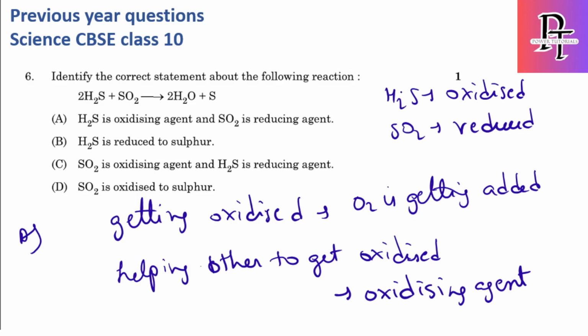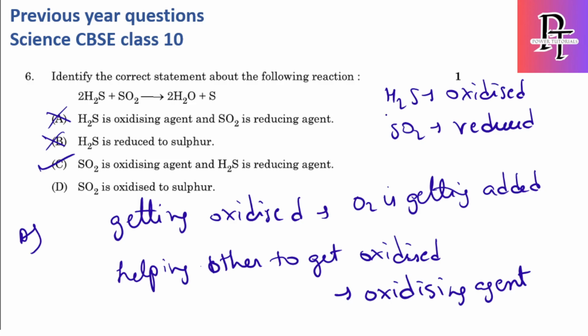So this is wrong. H2S is reduced to sulfur? H2S is oxidized here, not reduced, so this is wrong. SO2 is the oxidizing agent? Yes, SO2 is helping H2S get oxidized. Hence SO2 is the oxidizing agent is correct. H2S is the reducing agent? Yes, because it is helping SO2 get reduced. So the helping ones are the agents. So this is the right answer.